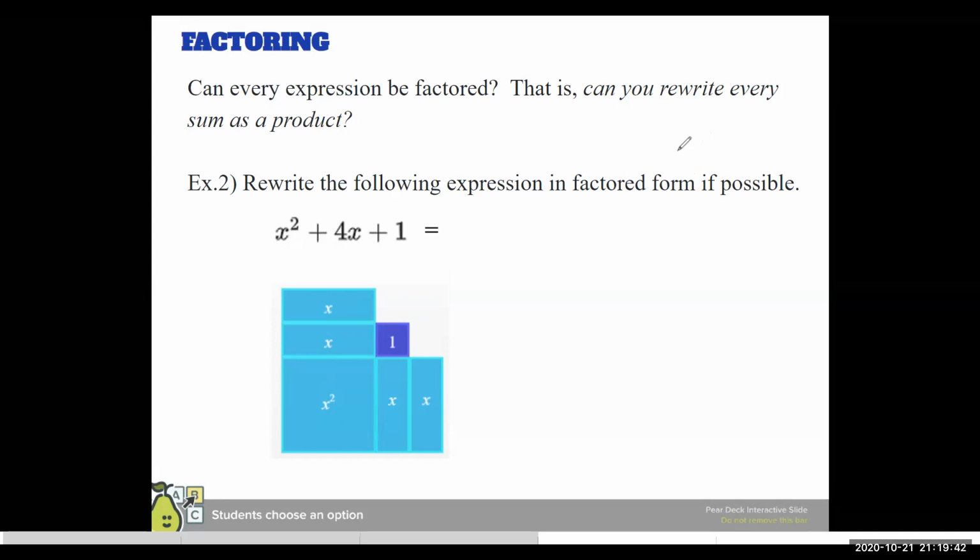So even though you get the edge lengths, the problem here is that we have all of this unused space. We do not have a perfect rectangle. And what that means is that this does not factor, because it does not form a perfect rectangle. So we can't break it down to a length times a width.